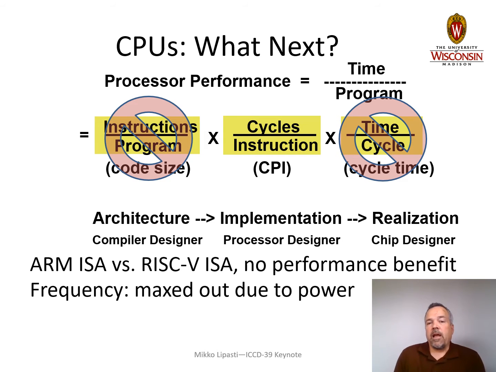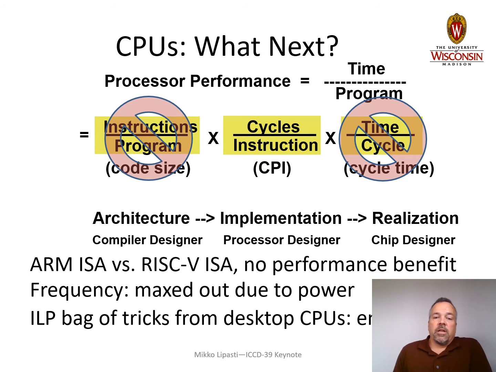Cycle time is fundamentally, again, being limited by constraints in the process. So really we're up against the power wall, as we'll talk about in a bit more detail. So we're not going to see improvements in frequency, and in fact we haven't been seeing improvements in frequency for quite a while. So really all we have left is this middle term. As computer architects, if we hope to continue to design CPUs that provide higher levels of performance going forward, this is really where the game is at. This is where we have to focus our energy and our attention. And unfortunately, the bag of tricks that was there in the desktop CPU and server CPU market has all been used, right?